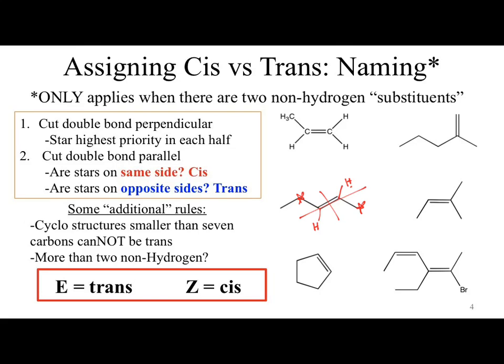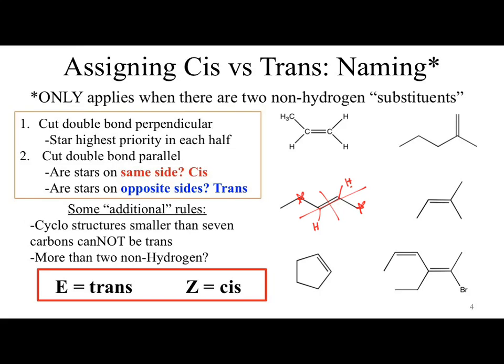Cut now parallel and decide where your stars are. Are they on the same side or opposite sides of that line? Same side, we're looking at cis. Opposite sides, we're looking at trans. Okay. If you have less than two hydrogens, so one hydrogen or zero hydrogens, you must use the EZ nomenclature instead of cis and trans. Okay. Other than that, hopefully you guys are okay with that material.